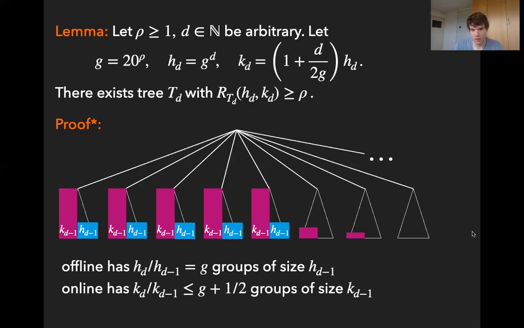And the idea of the proof is going to be that we want to achieve the competitive ratio rho in these subtrees at the bottom. And we also want to achieve competitive ratio rho in terms of cost that's incurred along the edges adjacent to the root. So the request sequence works as follows. We first select some subtree that doesn't have any online server mass.